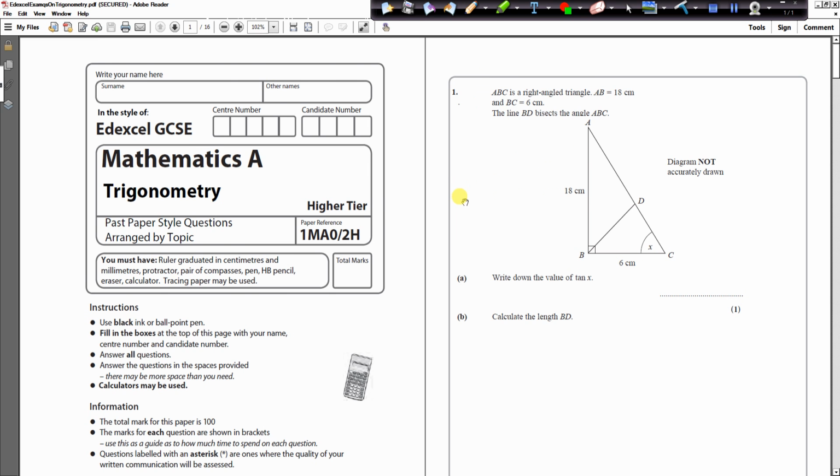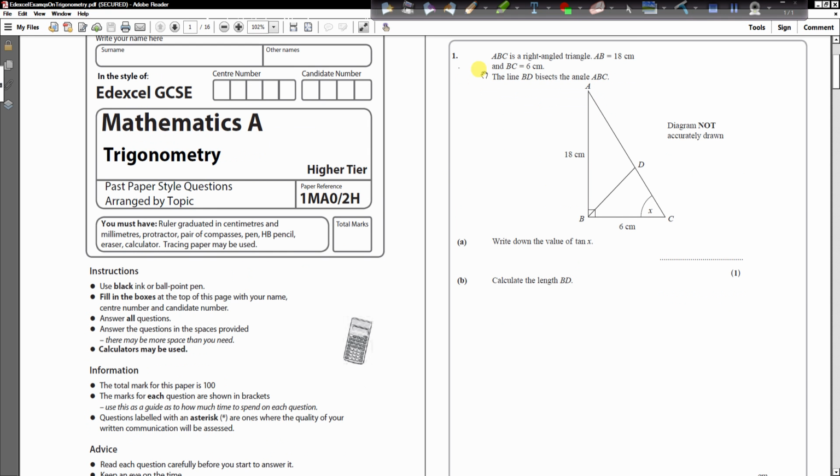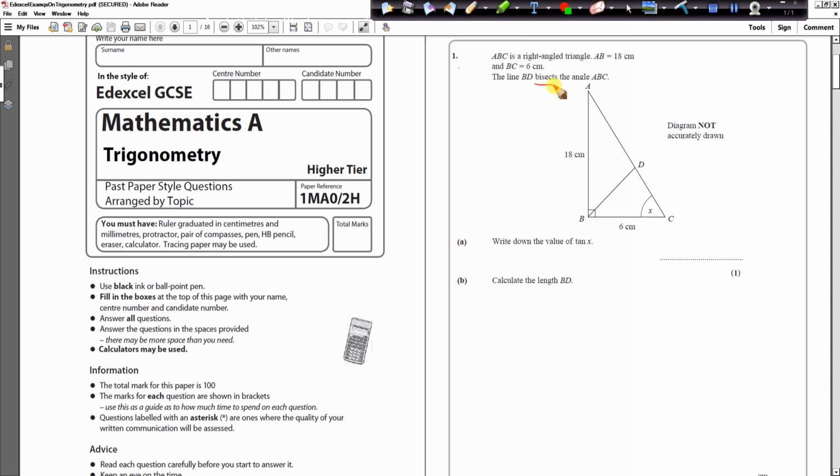Here we go. Question number 1. This is based on the Edexcel 1MA0 syllabus, on the calculator questions. ABC is a right-angled triangle, so they've given that bit away at the beginning of the question. BC is 6 centimeters. The line BD bisects. Now that's a key word there. The word bisects means it cuts it exactly in half. So that word there means something.